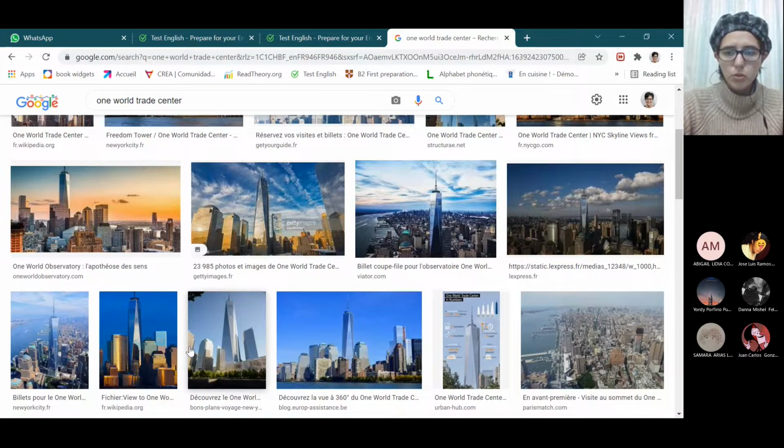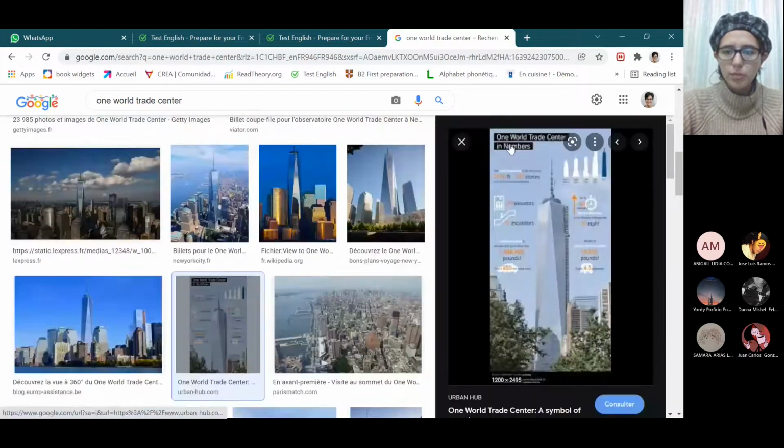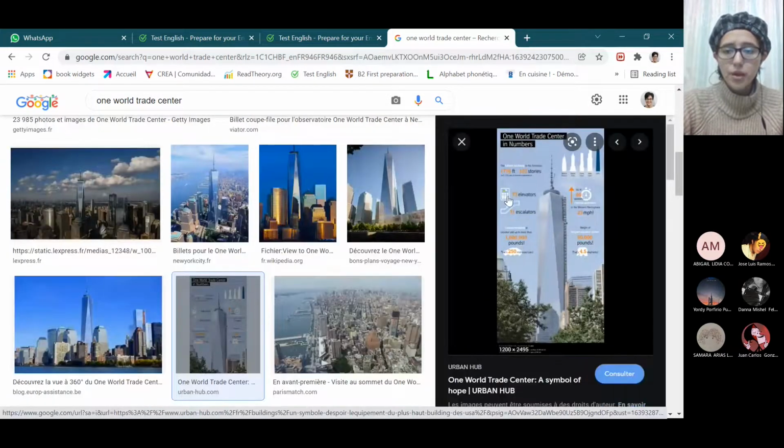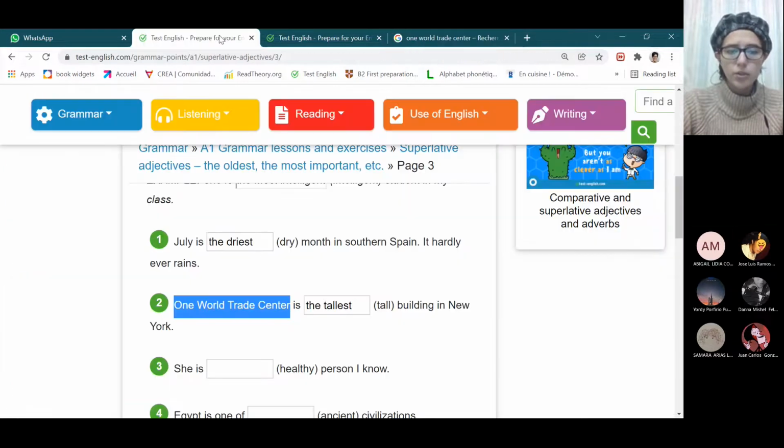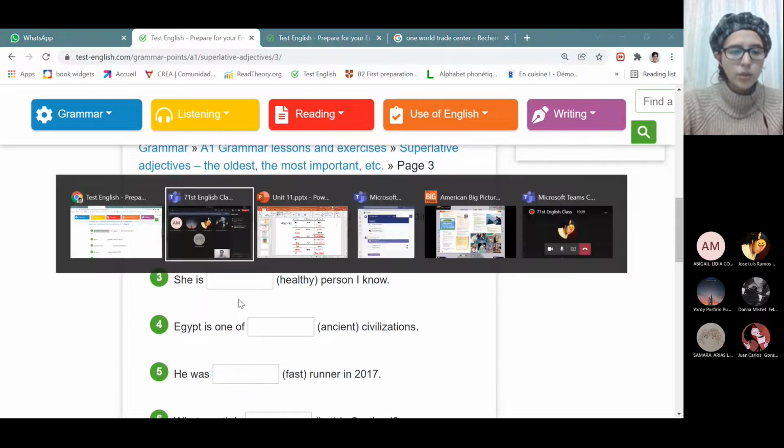Here we have a picture. One World Trade Center in numbers. So you have 73 elevators and things like that. So this is important for you. This is cultural knowledge. Let's go with number 3.